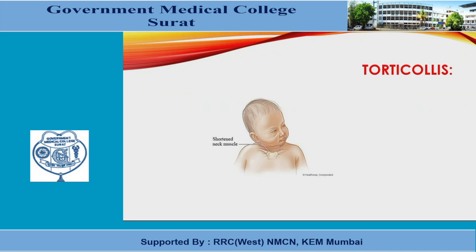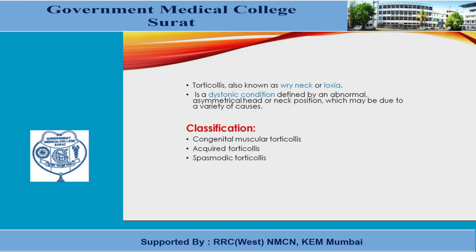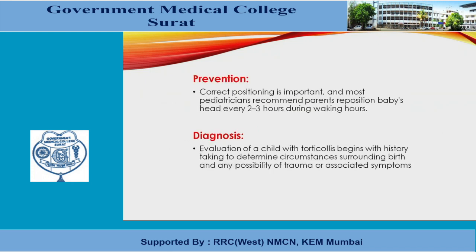Next is torticollis, shortened neck muscle, also known as wry neck or loxia. It is a dystonic condition which is defined by an abnormal asymmetric head or neck position, which may be due to a variety of causes. It can be congenital muscular torticollis or acquired torticollis or spasmodic. Treatment is usually giving physiotherapy. Prevention is by correcting the position, which is important, and most pediatricians recommend parents reposition the baby's head every 2 to 3 hours during waking hours.